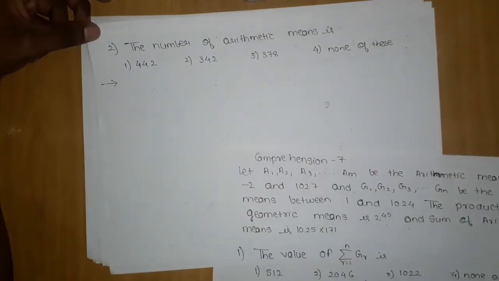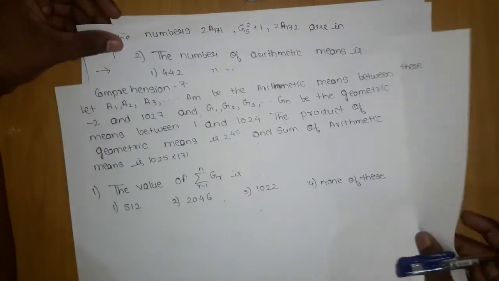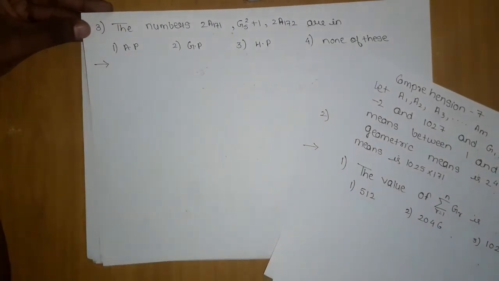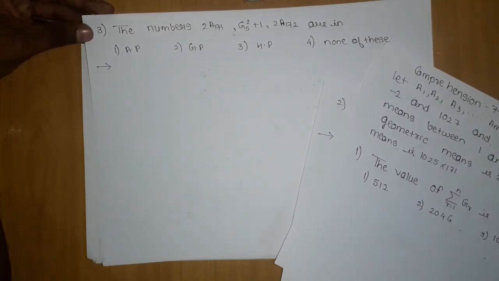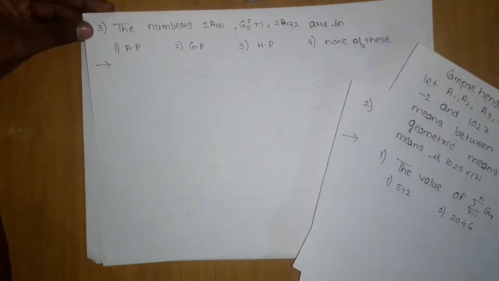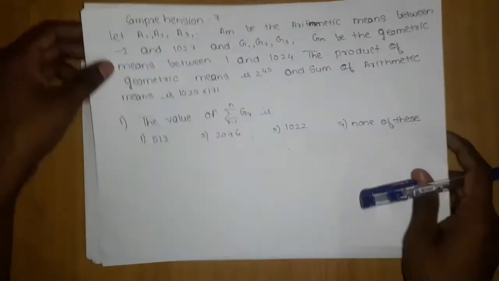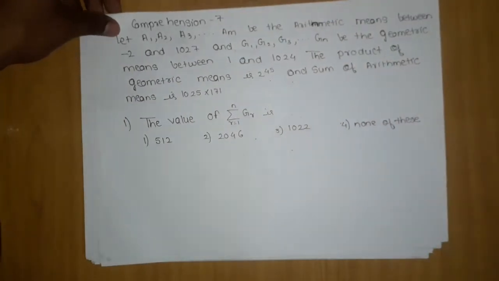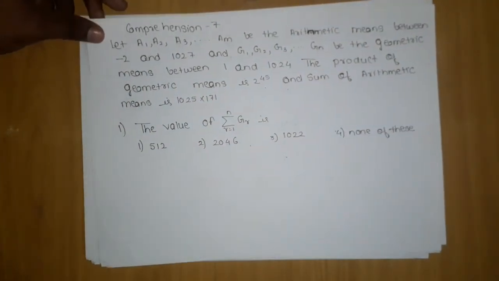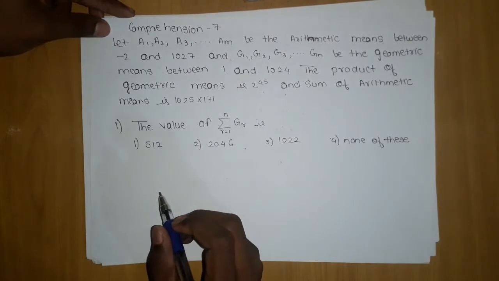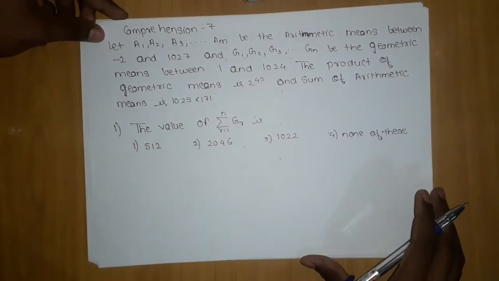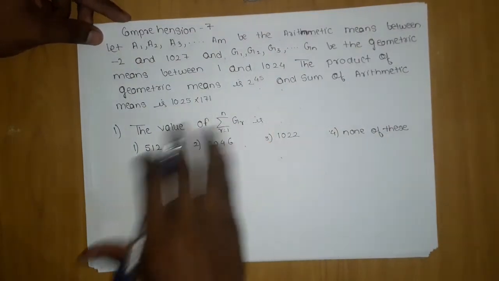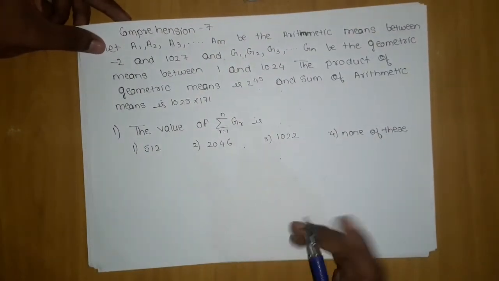Second question: the number of arithmetic means is asked. And the third question: 2a171, g square by 5 plus 1, 2a172 are in what? That is after we get the am. So let's begin with this problem. How can we approach it? First we want to find this summation gr. How can we get it?